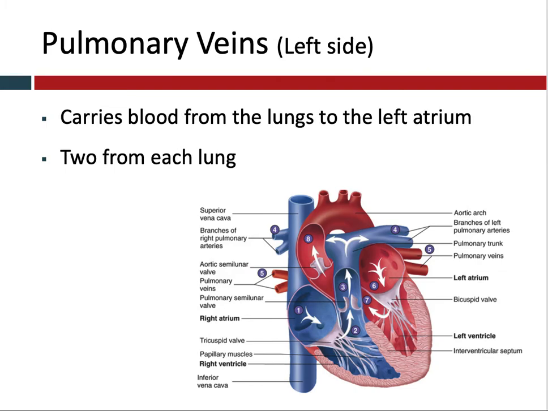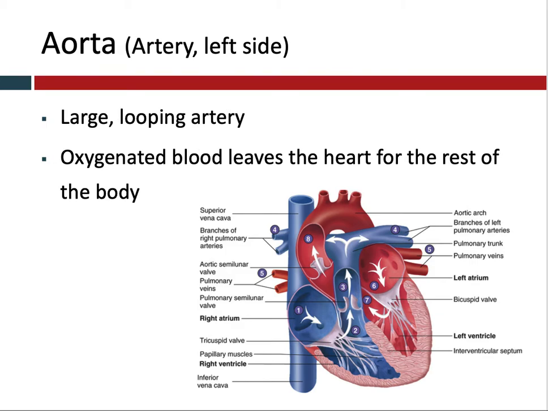The pulmonary veins carry blood from the lungs, so now it's oxygenated, into the left atrium. You have two coming from each lung, just like you had with the arteries. They're going to dump their blood, which is now oxygenated, back into the left atrium.